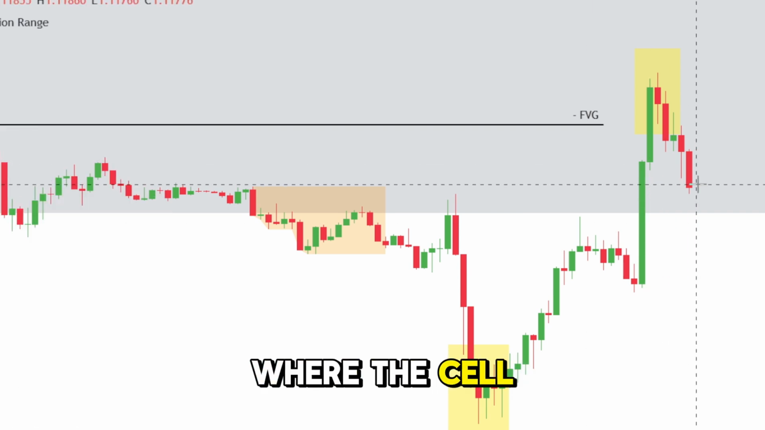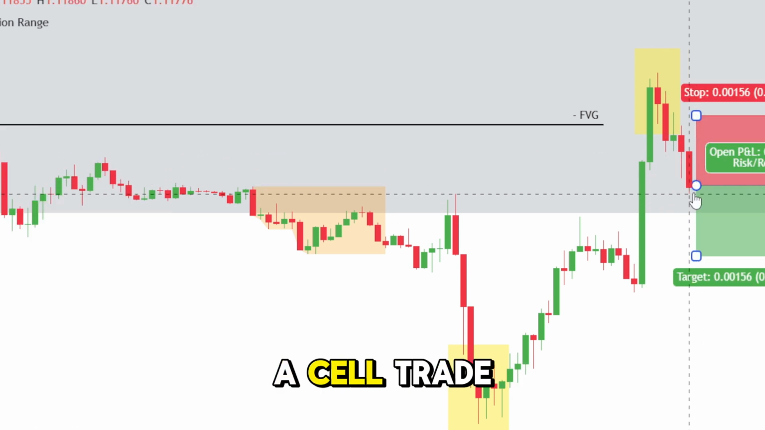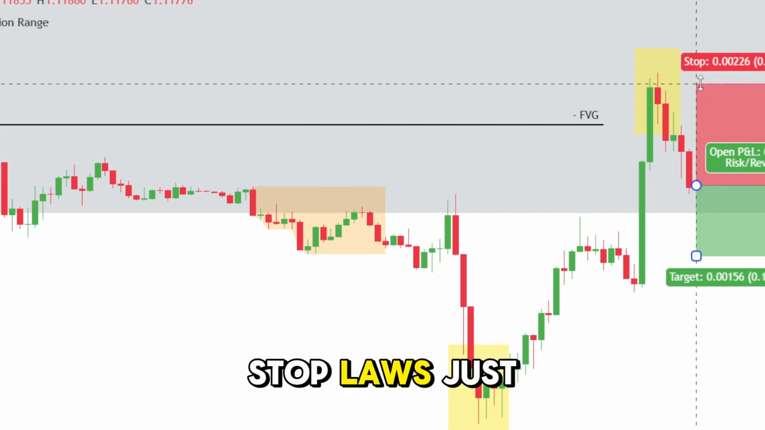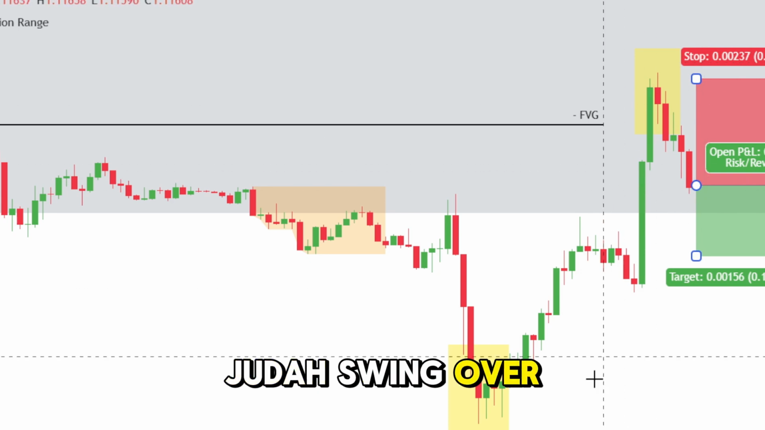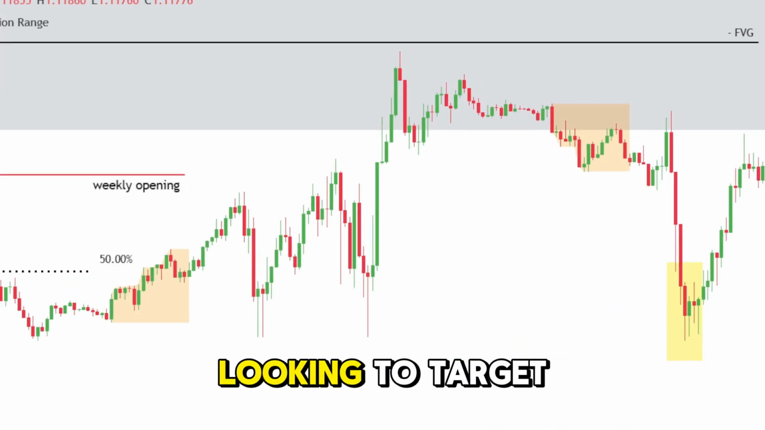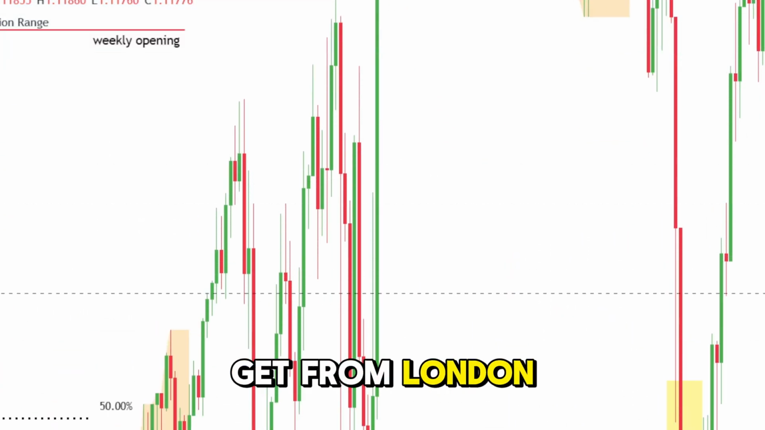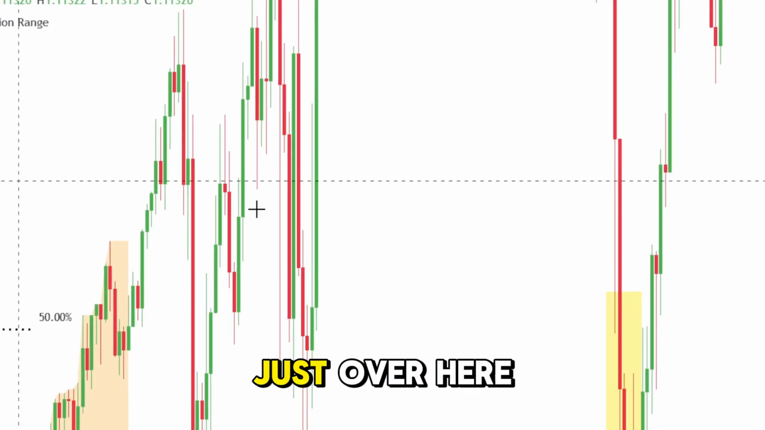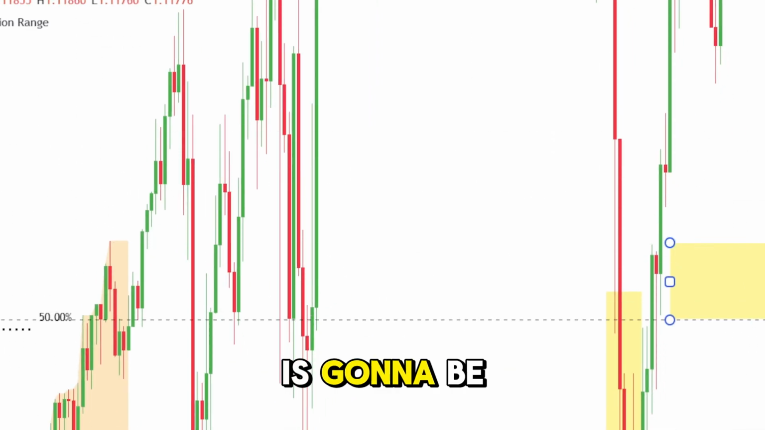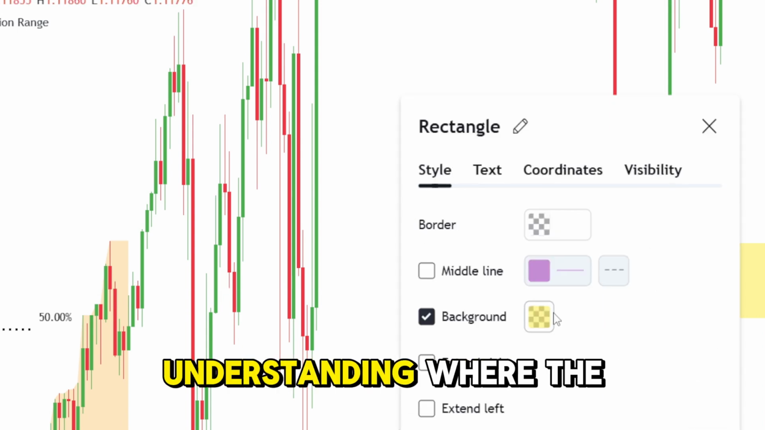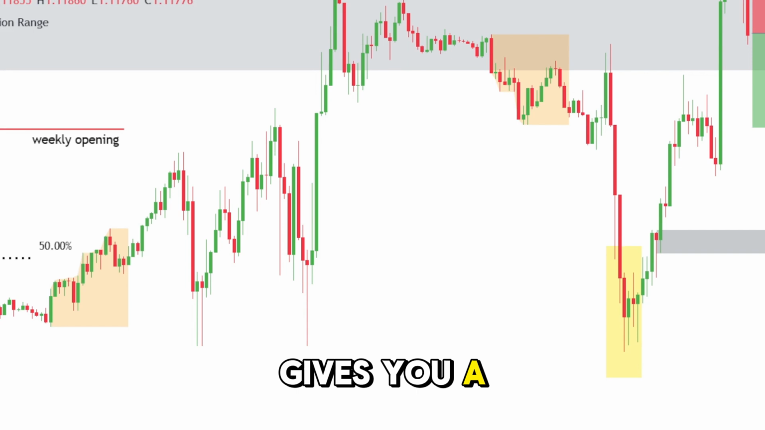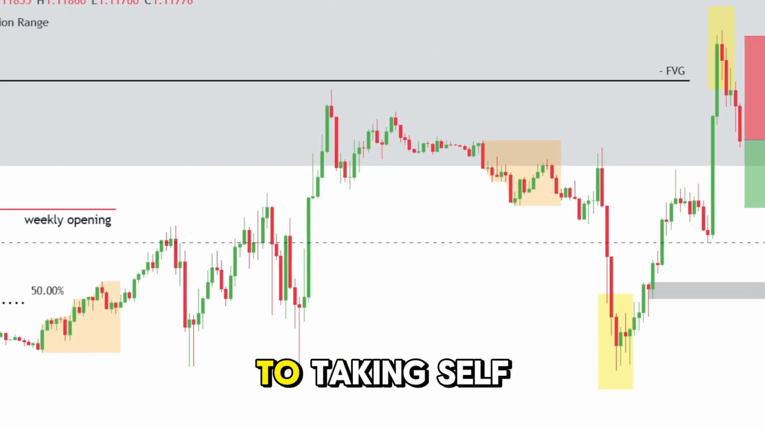So this is where the sell trade could have been taken from. You take a sell trade over here, with the stop loss just above the Judas swing, or the high of the day, and you're simply looking to target the fair value gap from London. We had a fair value gap from London just over here, so this is going to be your target. We simply trade from fair value gap to fair value gap. Understanding where the fair value gaps are gives you a massive advantage when taking sell trades.